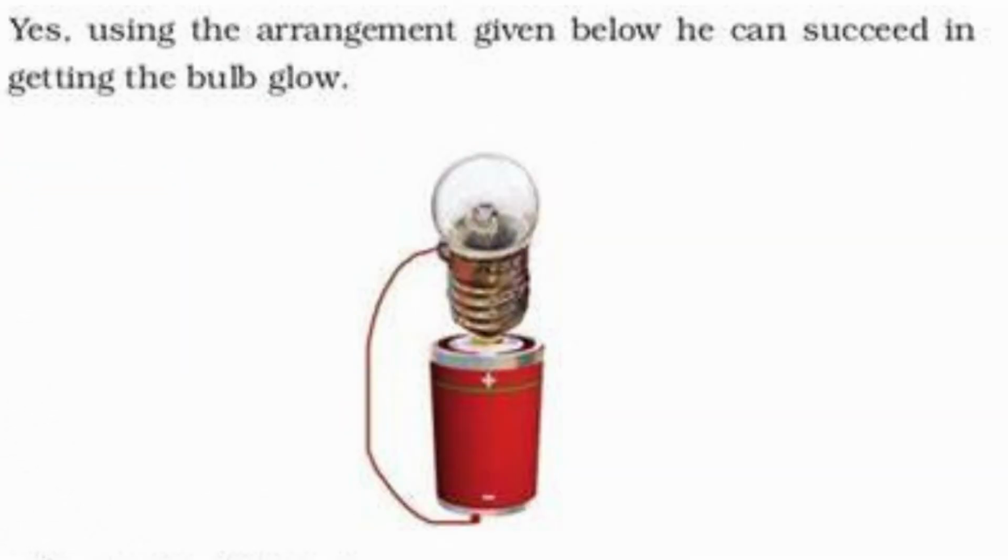Now do this activity. Take an electric cell, a bulb and a wire. Connect the wire to the center of the bulb and the other end to the negative terminal. Place the base of the bulb on the positive terminal. You see, the bulb starts to glow. Congrats, you have made a torch.